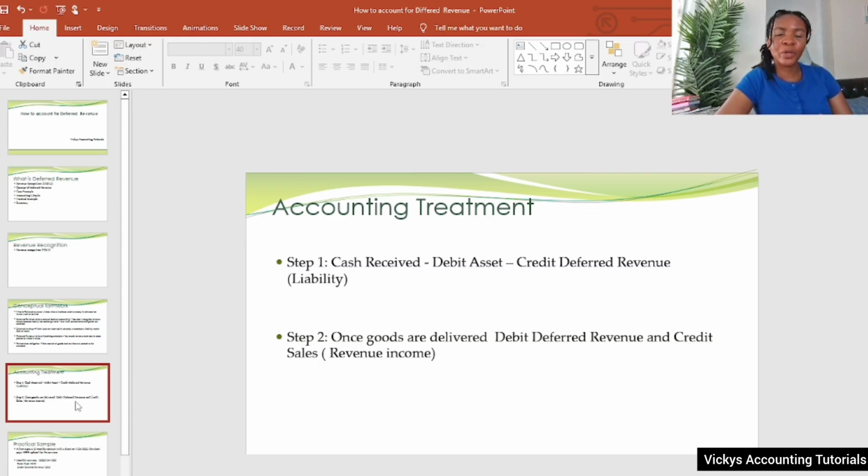So now, when you receive that lump sum in advance, of course, money came into your bank, right? Money is an asset, right? You debit an asset, you received money, right? And what will be the corresponding credit? You credit deferred revenue. And this deferred revenue is what?